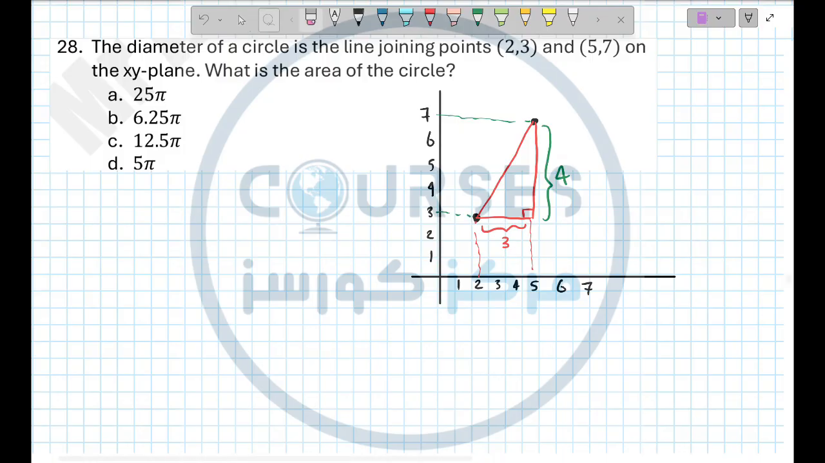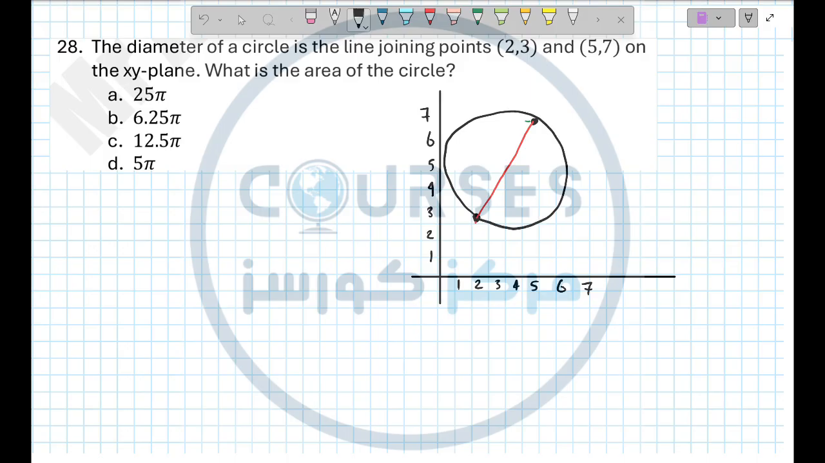Okay, so in here, it's exactly the same points, by the way, 2 and 3 and 5 and 7. But instead of asking to make a right triangle, no, they asked us to make a circle. Okay, so it's a circle like this.